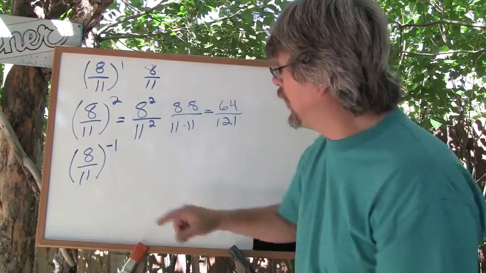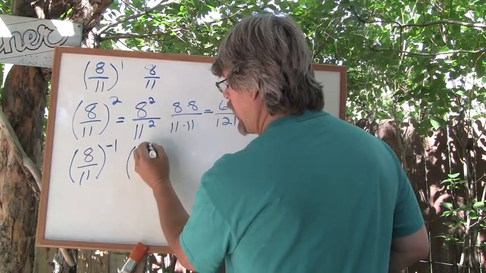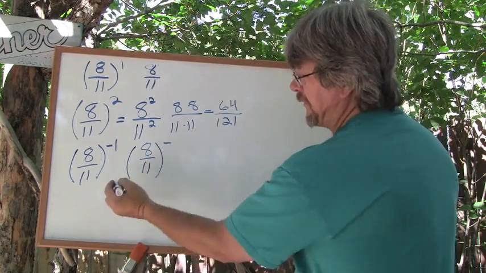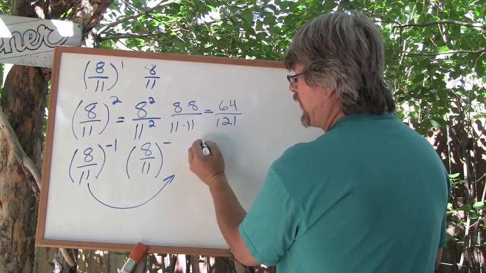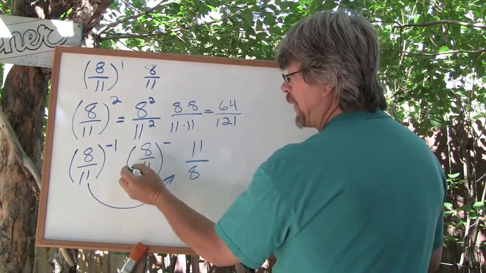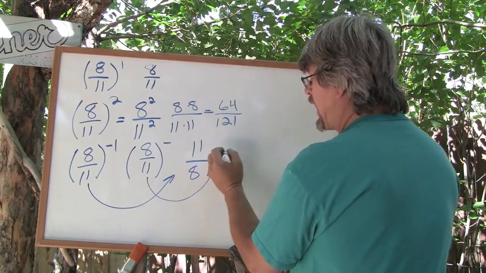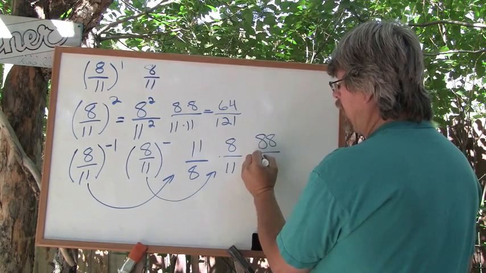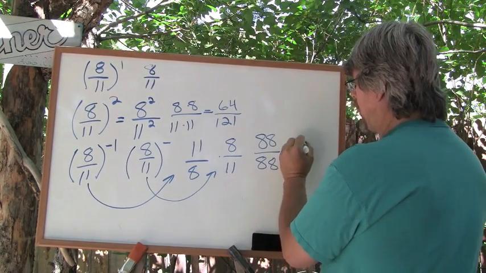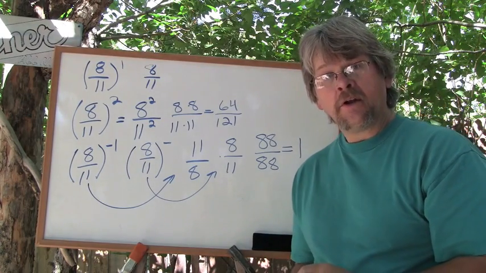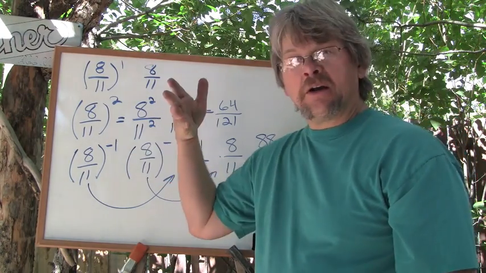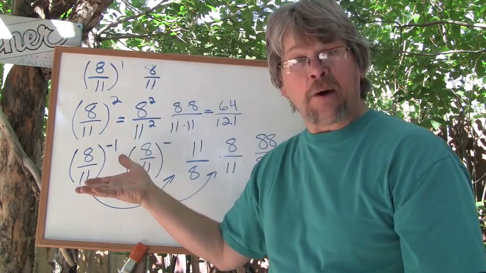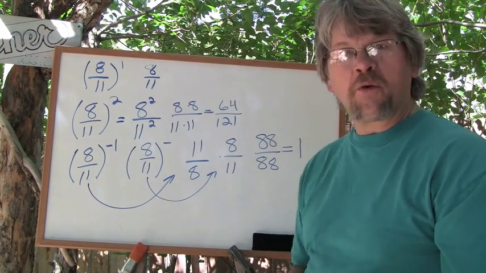If we put this one with this one, what we have is the negative is going to be the reciprocal, and the positive here is going to be the regular one, and voila, we have 88 over 88, which is simply 1. The reciprocal undoes the regular, I'll put it that way, so that we always end up with 1.